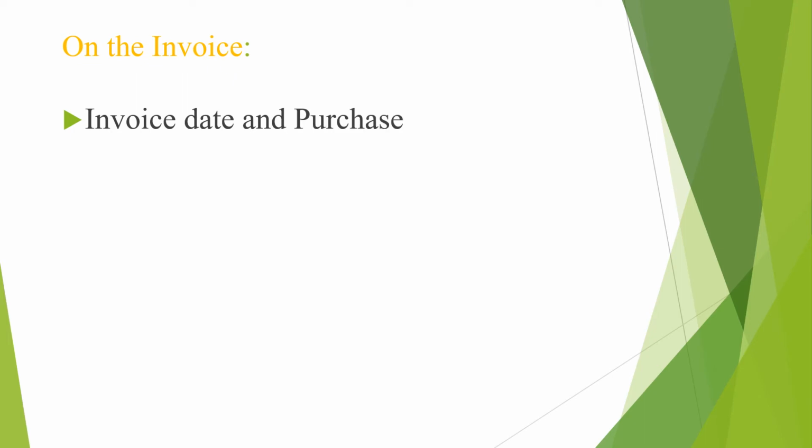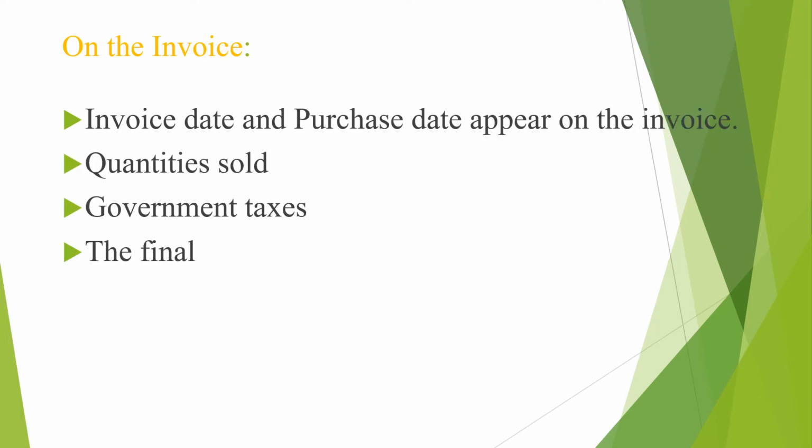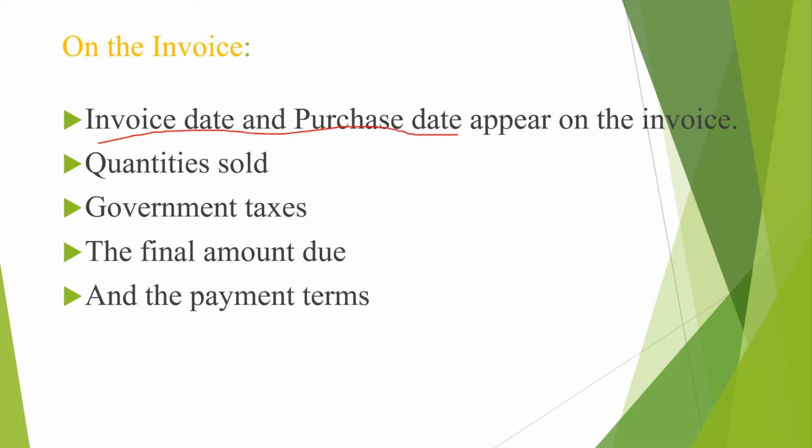The next part is what is on the invoice. You have the invoice date, the purchase date, the quantity sold, and then the government taxes, and then you have the final amount due. And on that invoice too, you have the payment term.